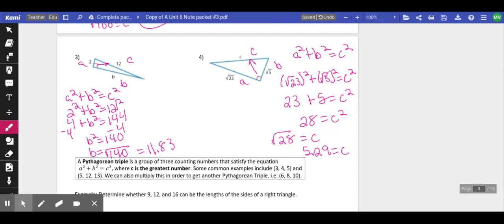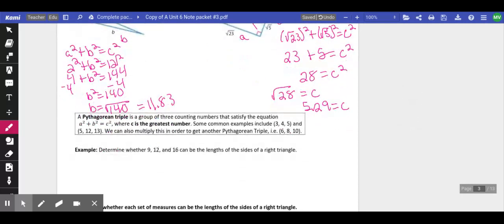So now we're going to talk about the Pythagorean triple. So the Pythagorean triple is a group of 3 counting numbers that satisfy the equation a squared plus b squared equals c squared, where c is the greatest number. Some common examples are 3, 4, 5 and 5, 12, 13. You can also multiply those to get another triple. So if I take 3, 4, 5 and multiply everything by 2, I get 6, 8, 10.